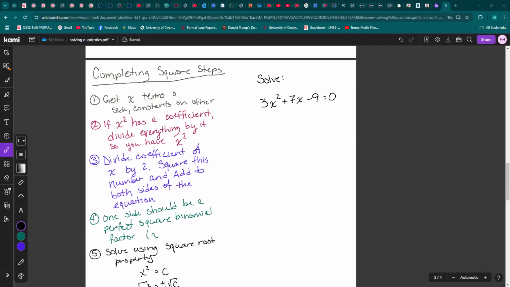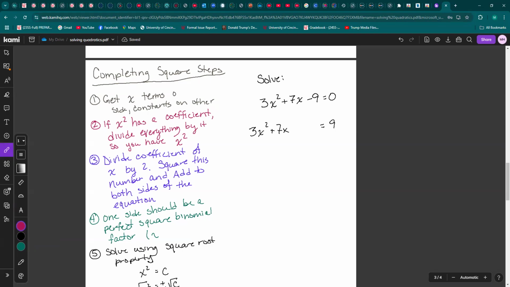Okay, so this one is going to be the ugly one. It's going to have fractions. It's not going to work out pretty, but it's what we're going to do so that you have a worst case scenario to look at. So we're going to first get the x terms on one side of the equation, the plain old numbers on the other. So I have 3x squared plus 7x equals 9. And I leave space because I know I'm going to have to add some stuff to it eventually. So that's just kind of what I do.